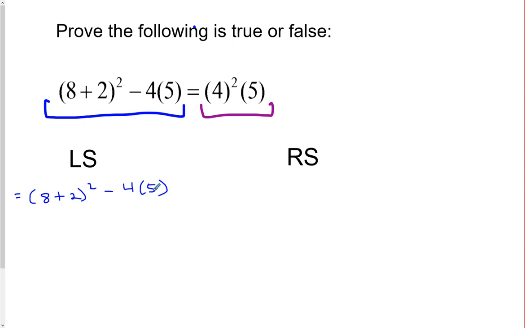Well, remember my BEDMAS rules. BEDMAS rules say I'm supposed to do stuff in the brackets first. B is for brackets. So I'll add what's in the brackets first. BEDMAS tells me the next thing I've got to do is exponents. Brackets, exponents. So exponents, so 10 squared. 10 squared is going to be 100.